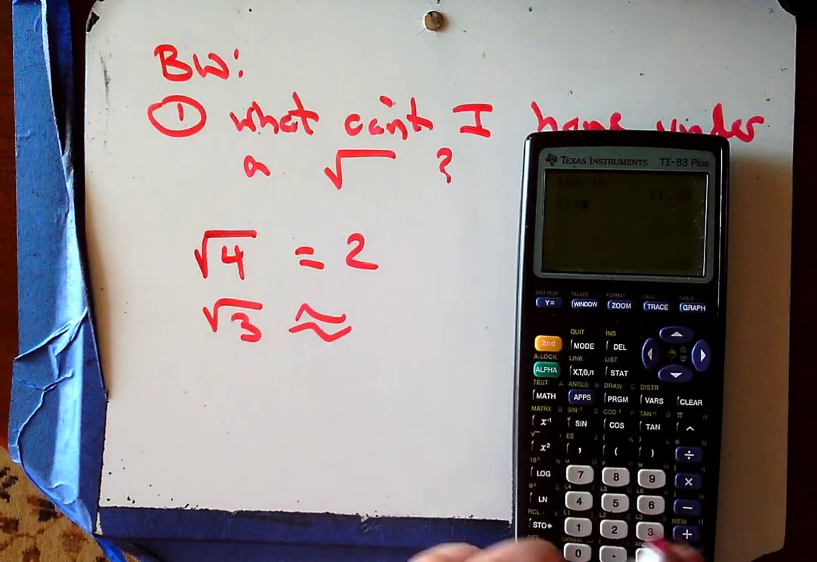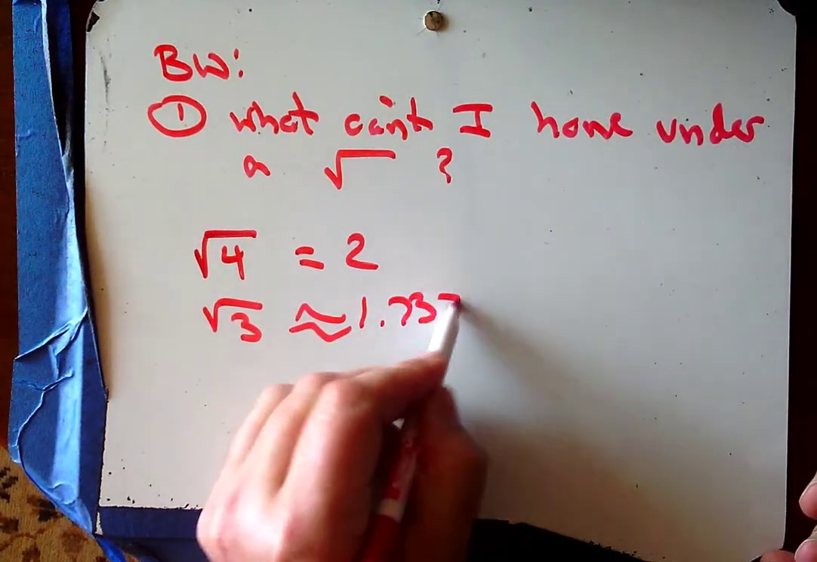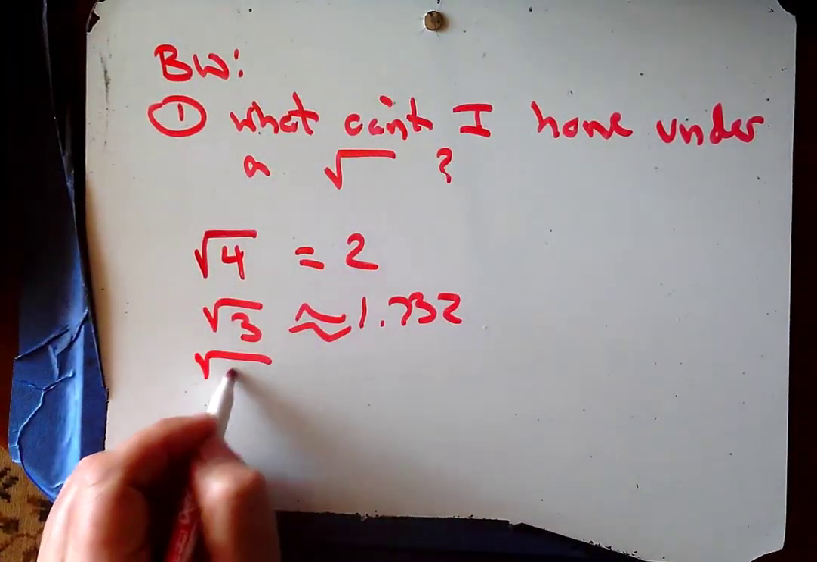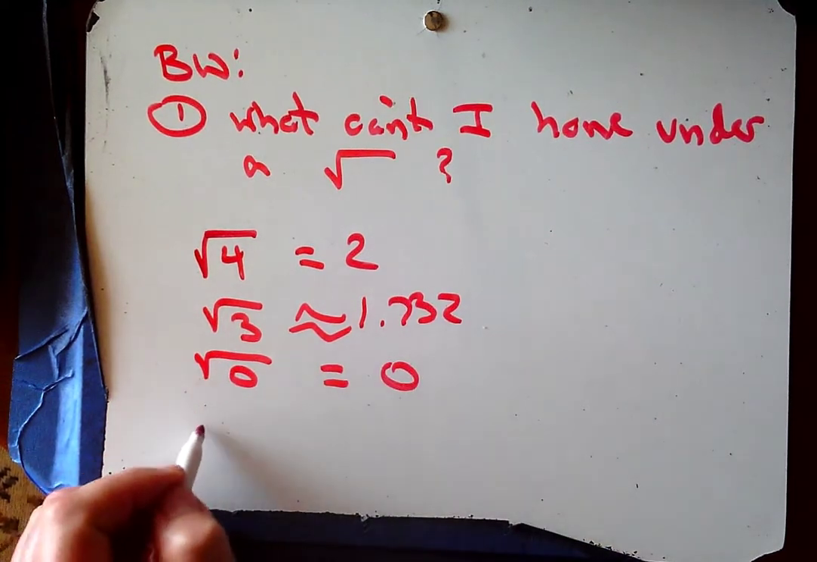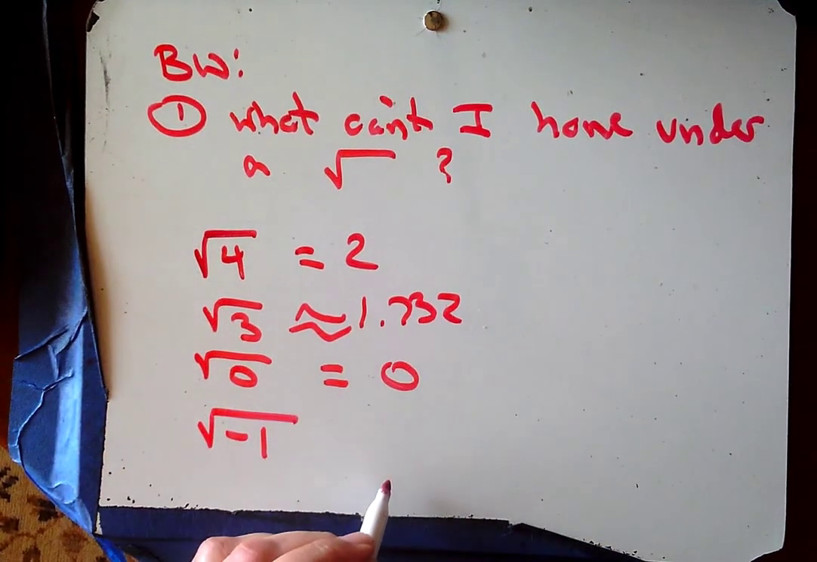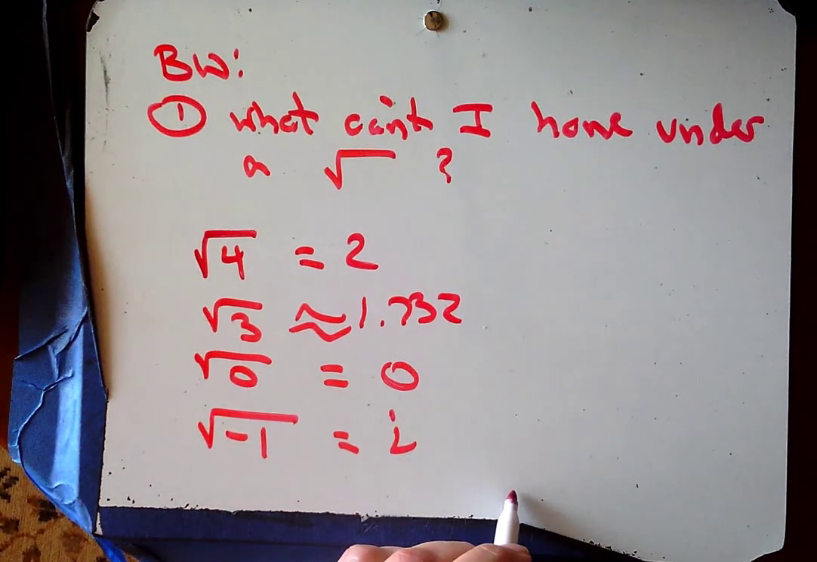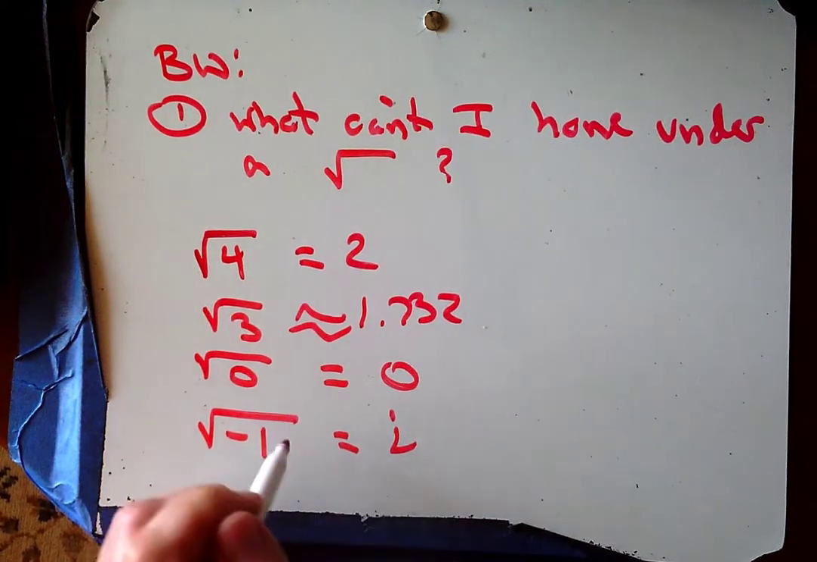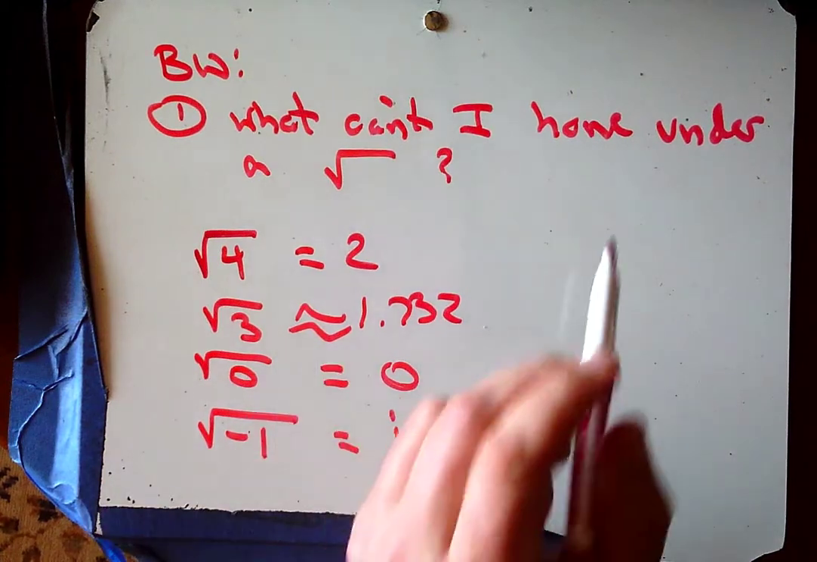Square root of 3 is 1.732 approximately. But what about the square root of 0? No problem, that's just 0. And then we come to the square root of -1. And that's an imaginary number. So, that's not a real number. It's imaginary. We can't have a negative under a square root.